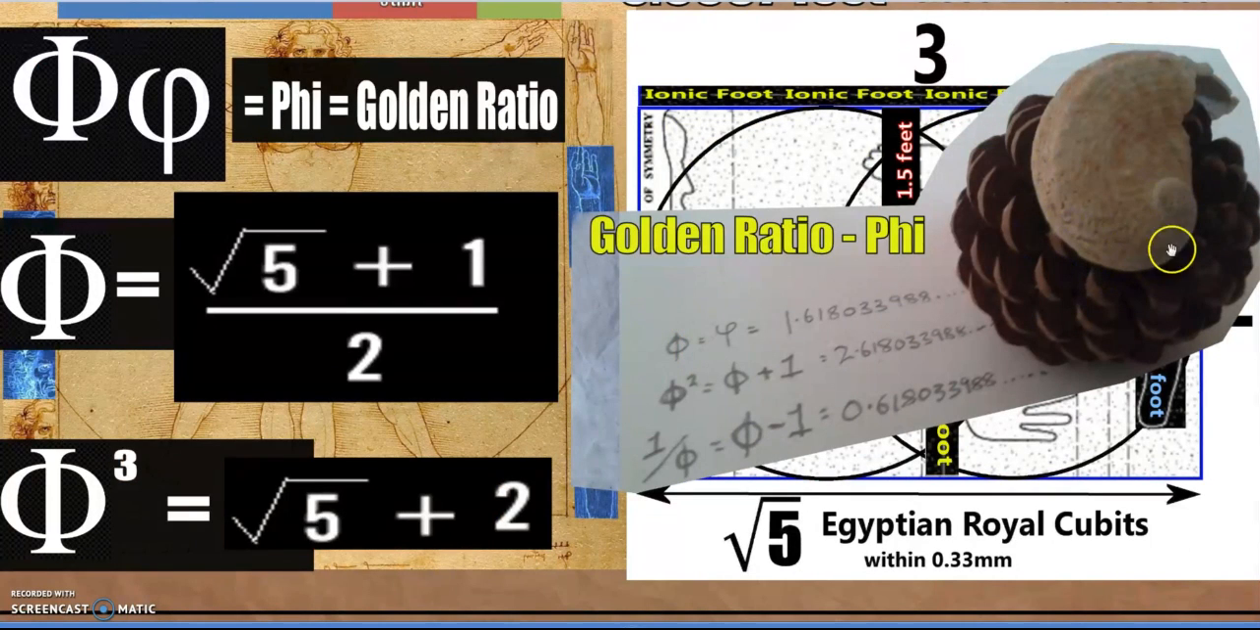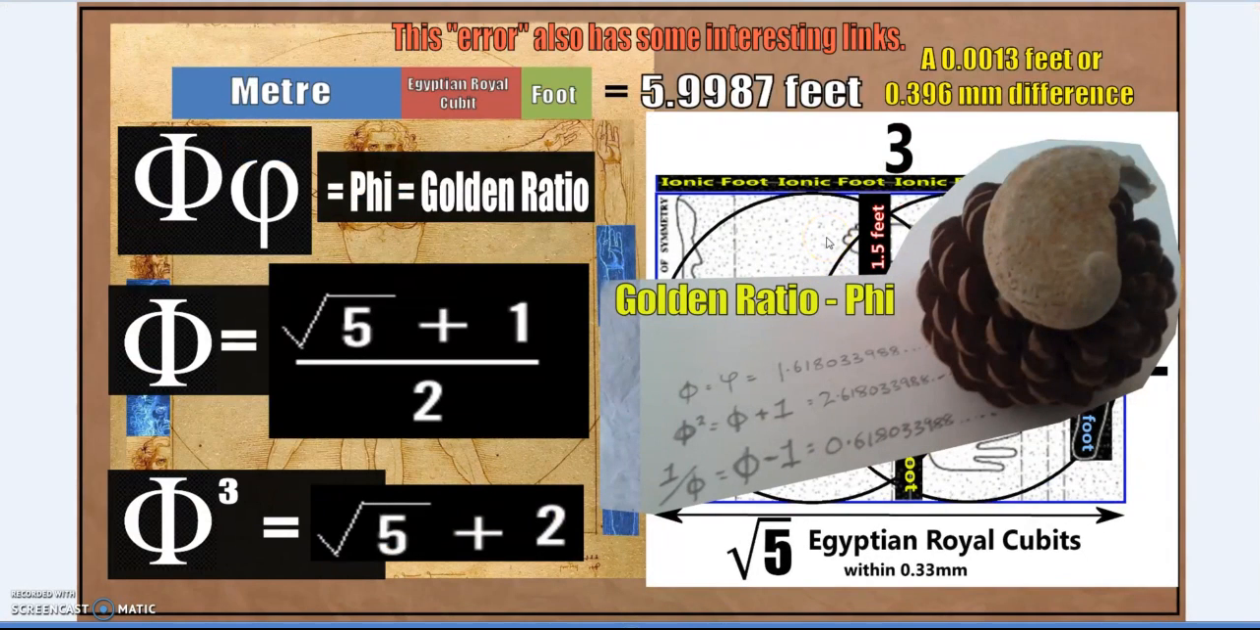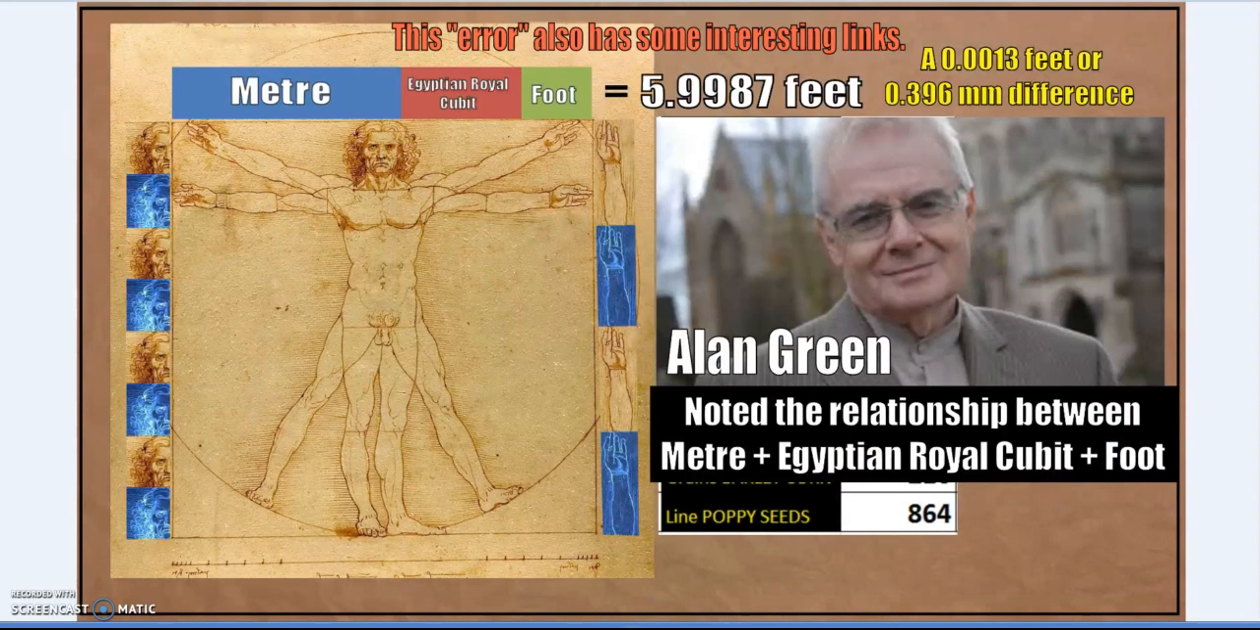You'll see it whether it's in pine cones, pineapples, galaxies, hurricanes, shells. It's built into nature. It's not just a mathematical curiosity, it is one of the underlying constants of nature, and that's why the square root of 5 Egyptian royal cubits in the Solomon Stone and the math connected to that, it's just beautiful math. It's just the only way to really put it.